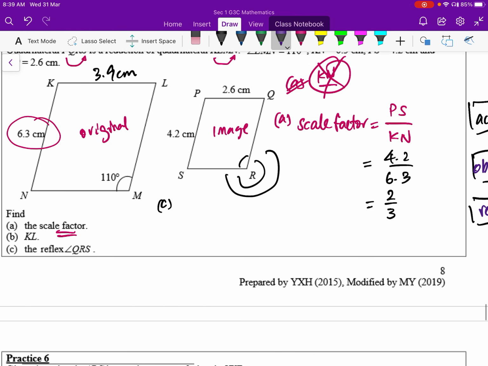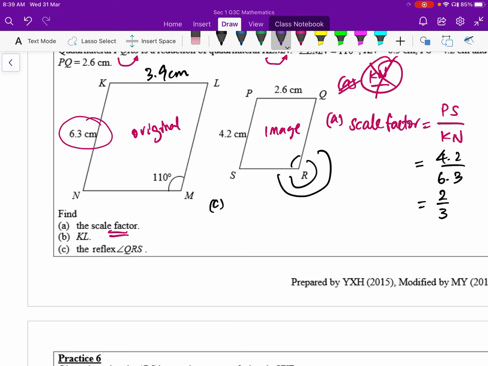So now they want reflex angle QRS. There are two of them. One is obtuse, the other is acute. Reflex, so the reflex angle is the larger angle. So in part C, reflex QRS. Angle QRS must be equal to reflex. Then follow the name.